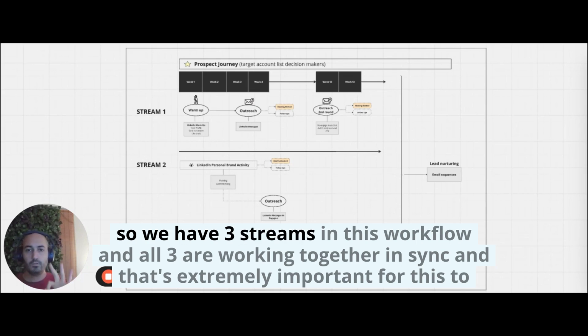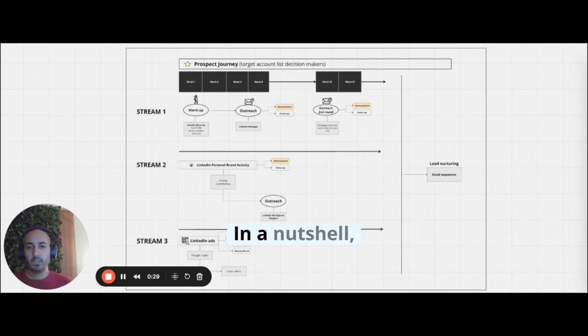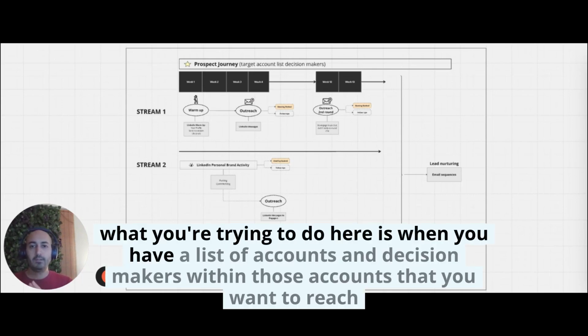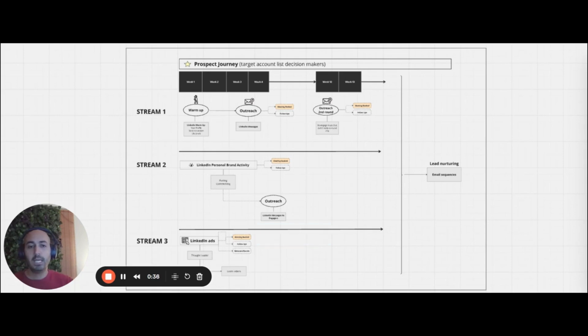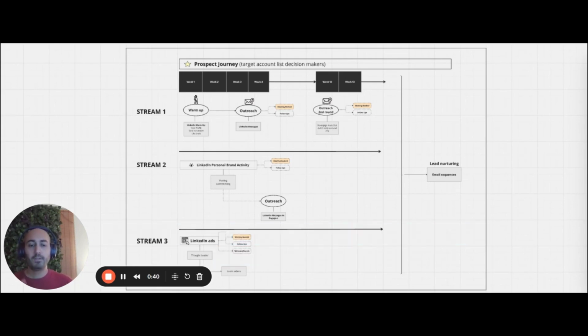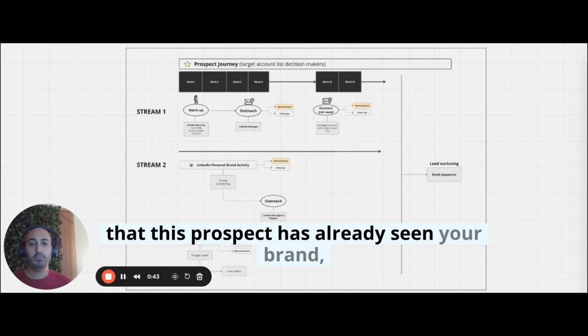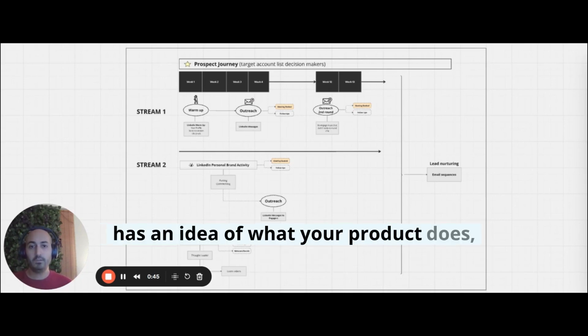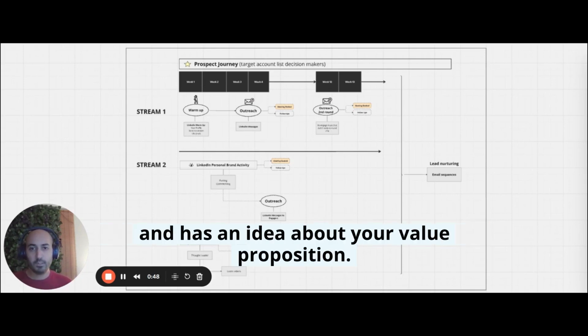All right, so we have three streams in this workflow, and all three are working together in sync, and that's extremely important for this to work successfully. In a nutshell, what you're trying to do here is, when you have a list of target accounts and decision makers within those accounts that you want to reach out to, you want to make sure that before you do the outreach, before they start seeing your messages, this prospect has already seen your brand, has an idea what your product does, and has an idea about your value proposition.